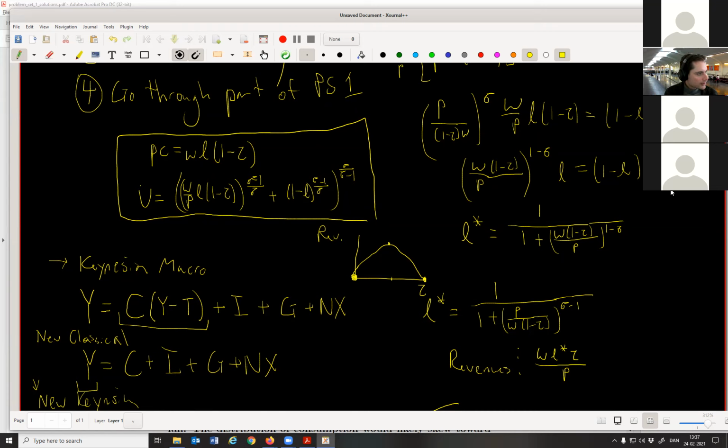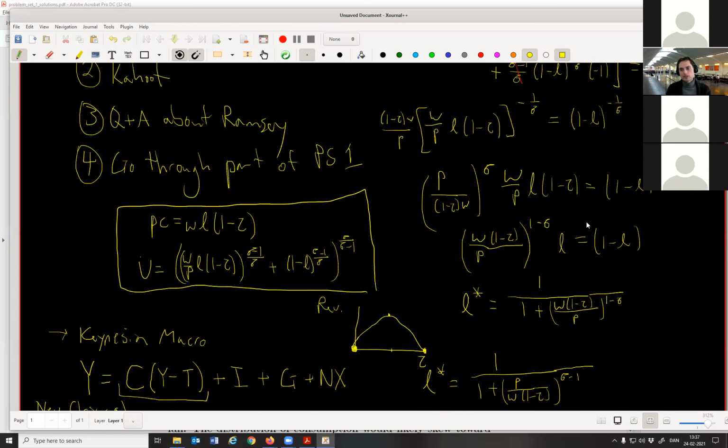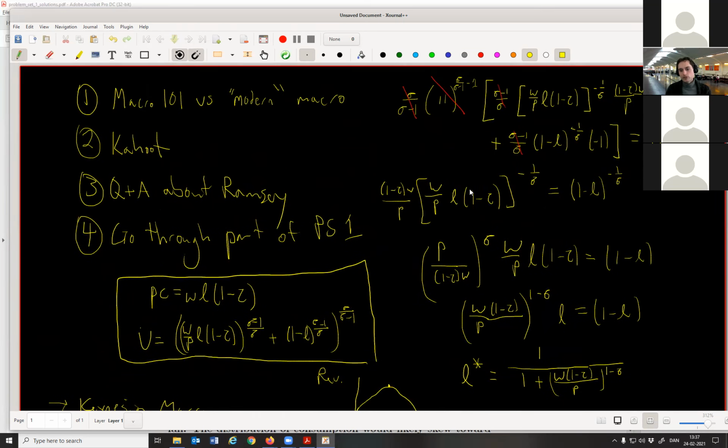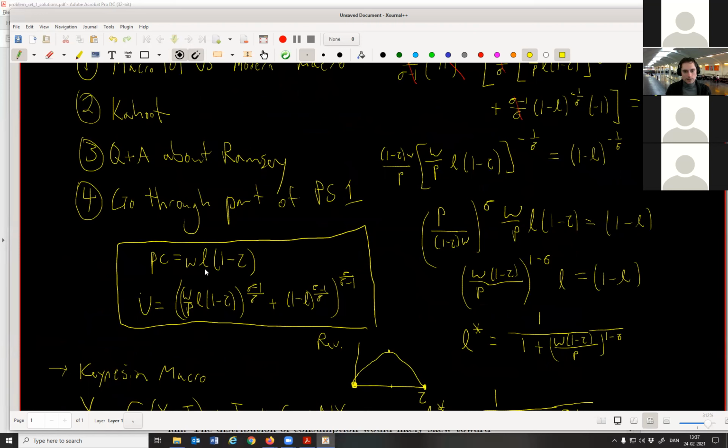I mean, is it the issue with the notation? But just generally, if I gave you, say, a utility function and a budget constraint and said solve for the optimal amount of consumption or the optimal amount of leisure, yeah, that's something that I think I could ask you to do on an exam.